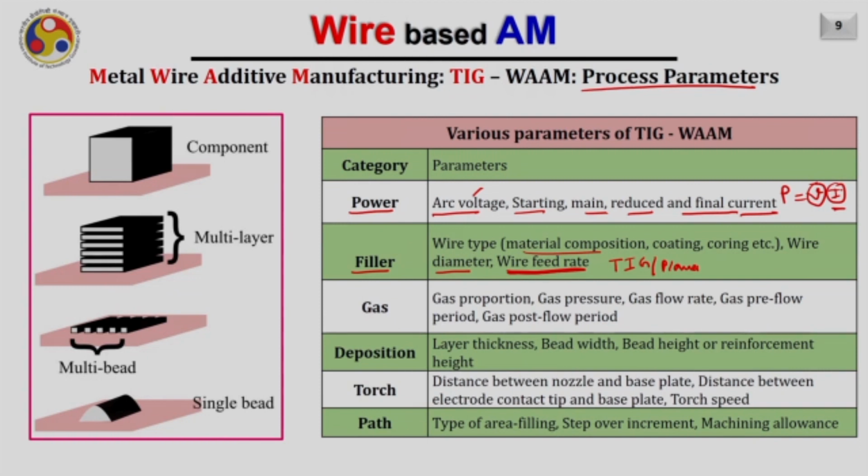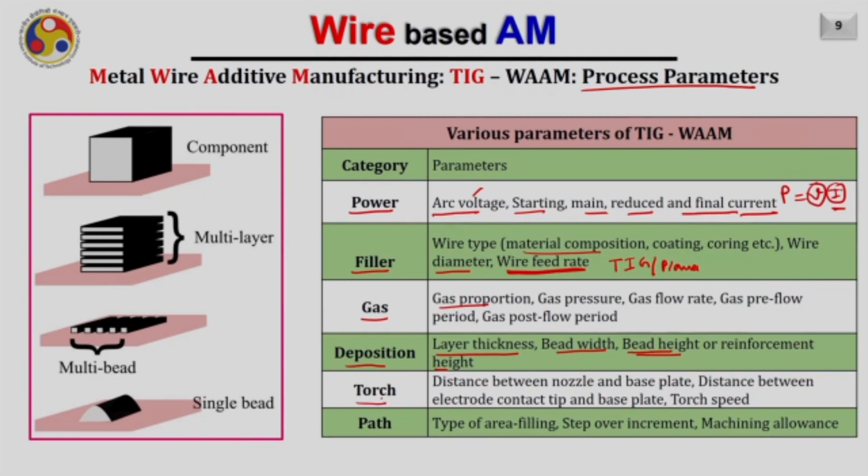The next important category of process parameters is the gas related parameters, such as the gas proportion, gas pressure, gas flow rate, gas pre-flow period and gas post-flow period. Then the deposition related parameters such as the layer height, bead width, bead height or reinforcement height. The bead height is also called the reinforcement height.